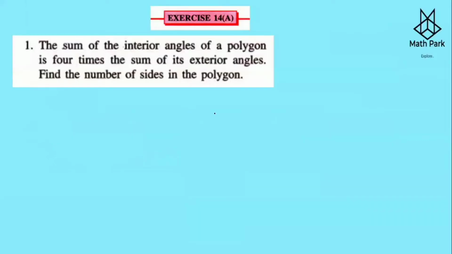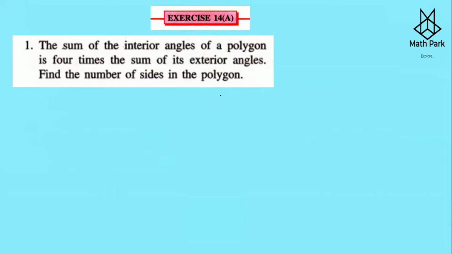So we start with exercise 14A of your book, and this is the first exercise. Each and every question is going to be solved over here. The sum of the interior angles of a polygon is 4 times the sum of exterior angles. Find the number of sides in the polygon.